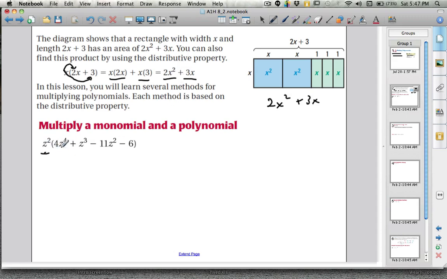I'm multiplying by a monomial. So I have z squared times 4z to the 4th. So I multiply the coefficients. 1 times 4 is 4. And then I multiply z squared times z to the 4th. That's z to the 6th. And then we'll get plus z to the 5th minus 11z to the 4th minus 6z squared. Okay, so I just took z squared and I multiplied it times each individual term in my 4-term polynomial.